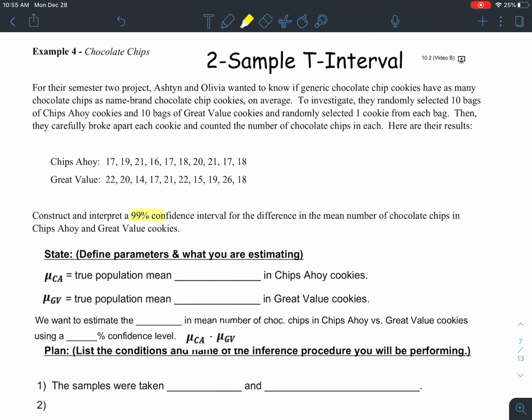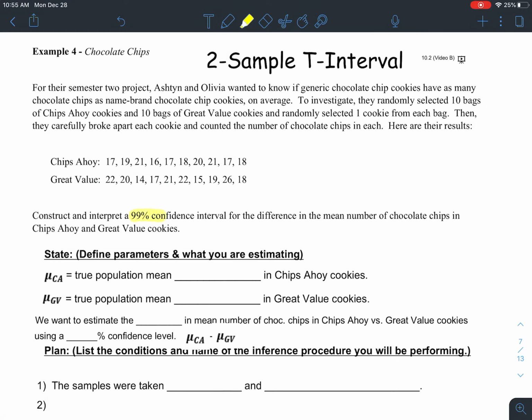Then we need to do the 10% condition. This is where we take 10 times the sample size. They chose 10 bags of cookies here, and make sure that 100 would be less than or equal to all bags of cookies from each company. I believe the sample size was the same for Great Value and Chips Ahoy, so we only need to show that once.